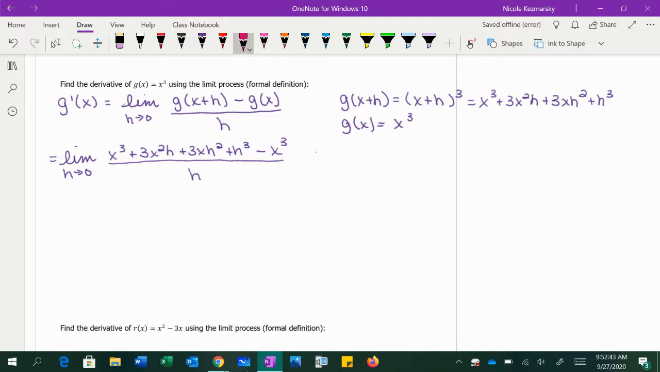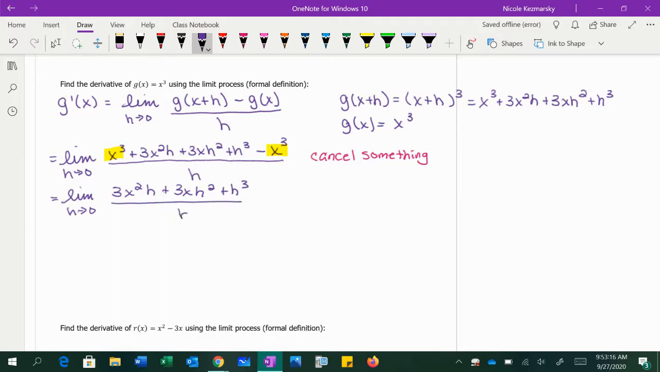So in this step, we're always looking to cancel something. If you look in the numerator, that's where you're going to cancel something. I've got an x cubed and an x cubed. One is positive and one is negative. So I'm going to be able to cancel those. That's going to give me the limit as h approaches 0 of 3x squared h plus 3xh squared plus h cubed over h.